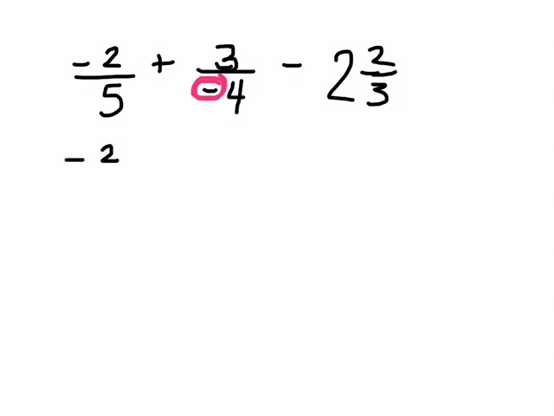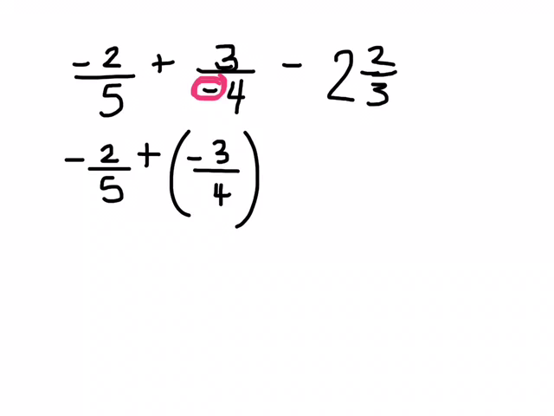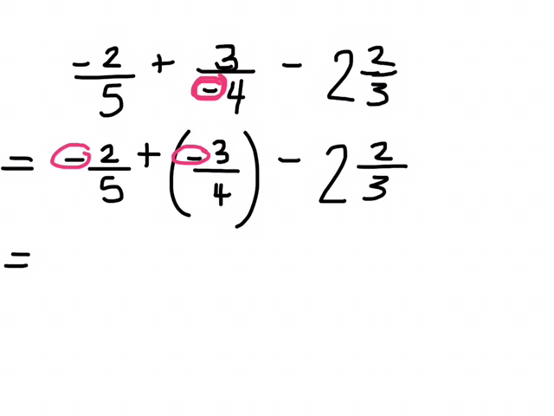I have negative 2 over 5 plus, can I write this as negative 3 over 4? Yes. Is that the same thing? Yes. You should be keeping your negatives with the numerators because that's what you're adding and subtracting together, right? Yeah. Okay, so take away 2 and 2/3. Now that I've rewritten that, what should we do next? What do you think the next step should be?